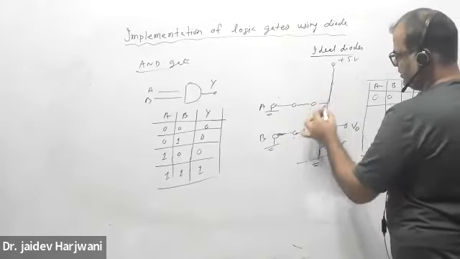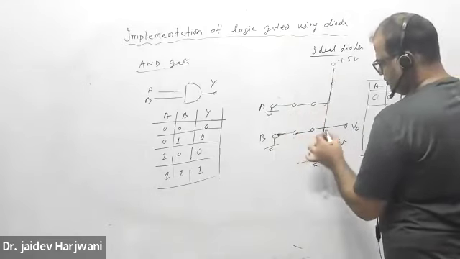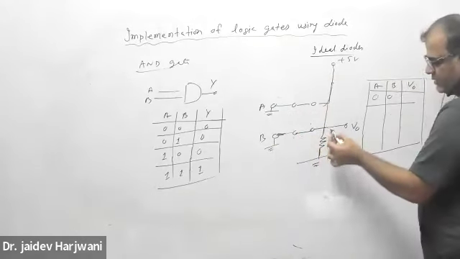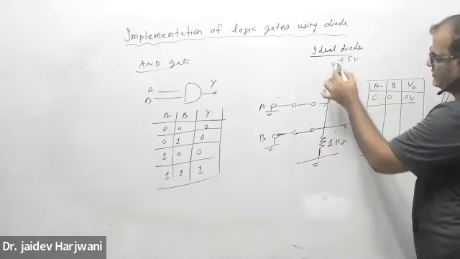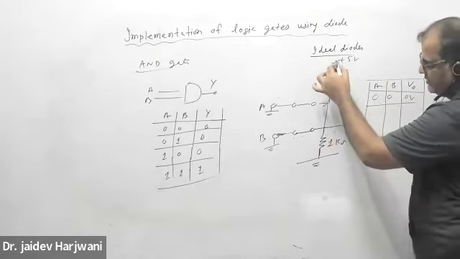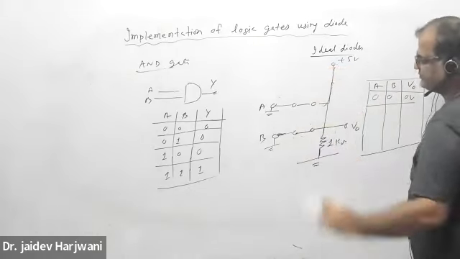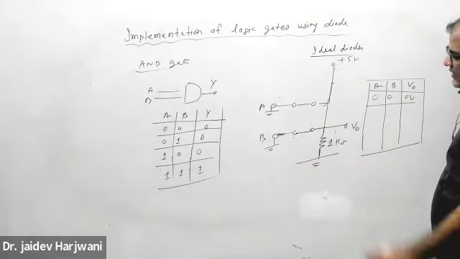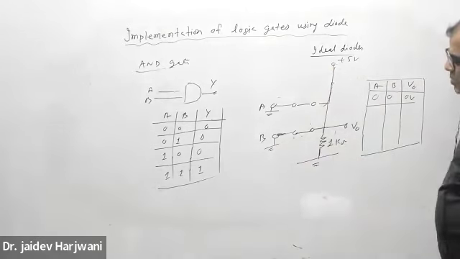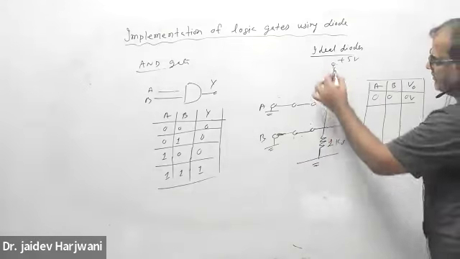Current will go here, so no current is coming here, no current is coming here. That means V naught is also 0, because this circuit will become short from here. So you won't get any voltage across this RL, because the circuit completes like this.